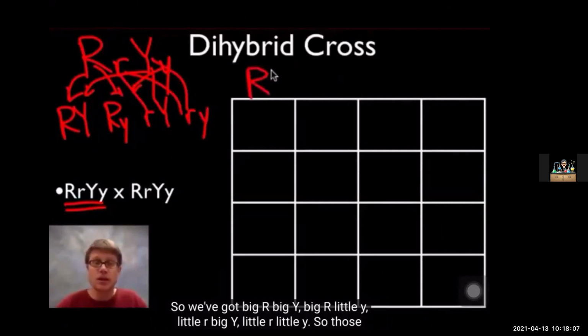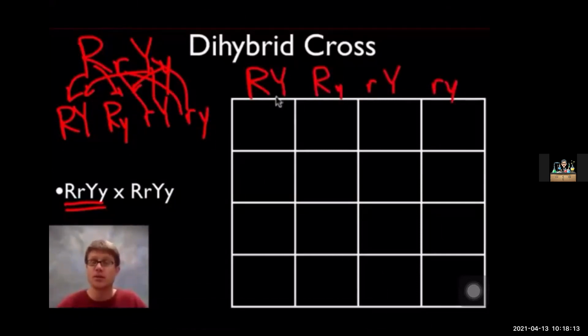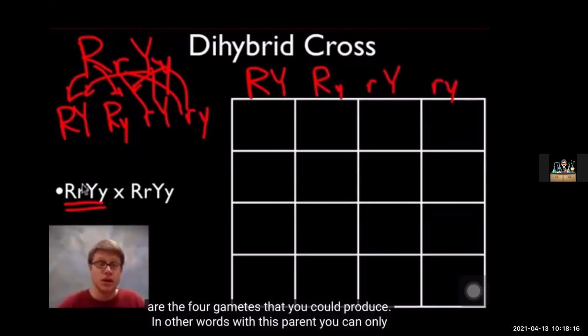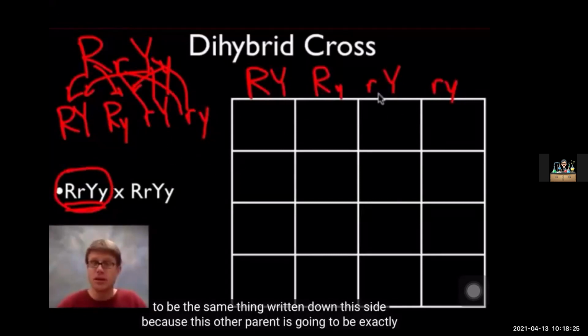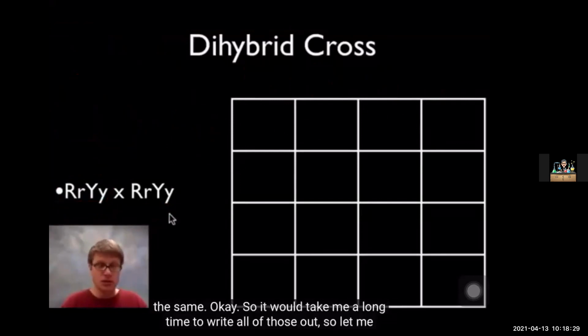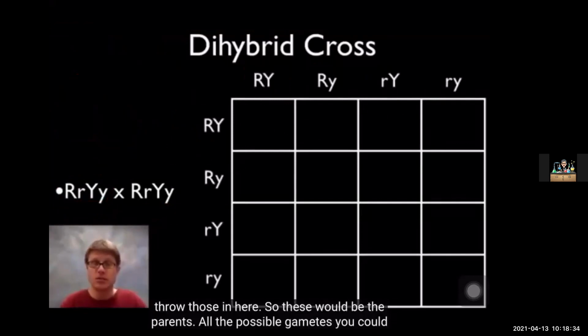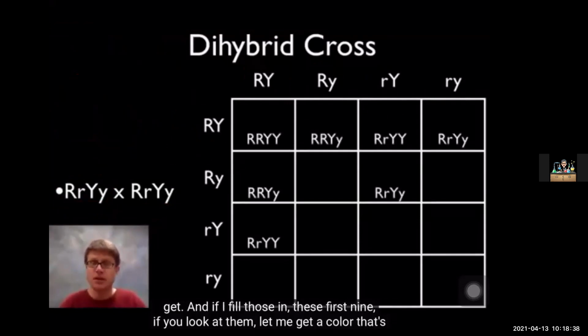And so those 4 are going to go across the top. So we've got big R, big Y; big R, little y; little r, big Y; little r, little y. So those are the 4 gametes that you could produce. In other words, with this parent, you can only get 4 combinations of each of the 2 letters. Same thing down this side, because this other parent is going to be exactly the same. It would take me a long time to write all of those out, so let me throw those in here. So these would be the parents, all the possible gametes you could get.